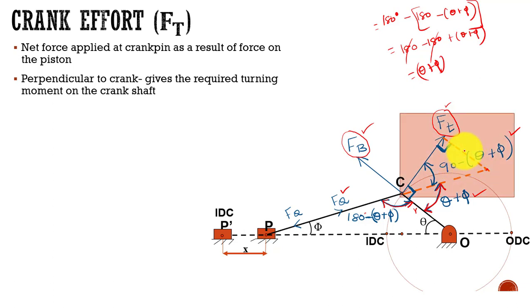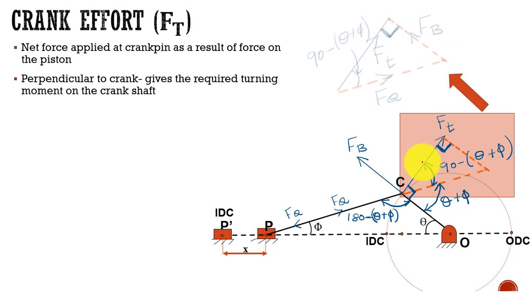Now I'm going to construct a free body diagram for this element, for point C. So this is the free body diagram. This angle is 90 minus theta plus phi, and this is the force Ft, this is the force Fq, and this is the force Fp. We all know how to construct a force polygon.